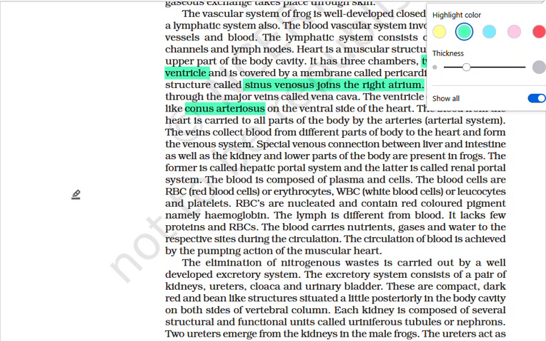The blood is composed of plasma and cells. The blood cells are RBCs, erythrocytes, WBCs or leukocytes, and platelets. RBCs are nucleated. Here you have to remember this. RBCs are nucleated and contain red colored pigment, namely hemoglobin. So both are present in frogs.